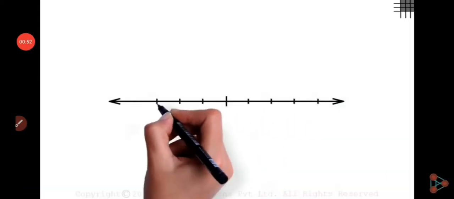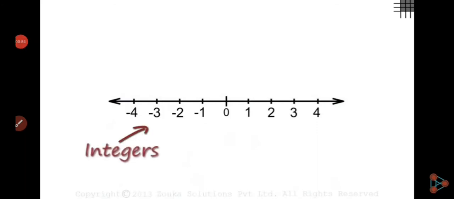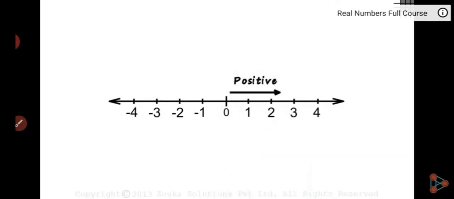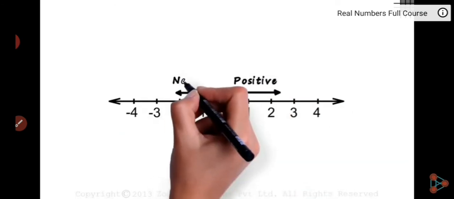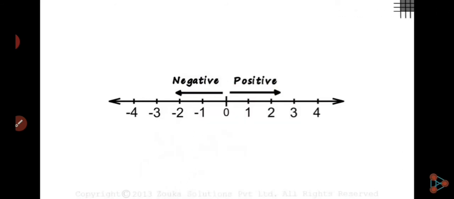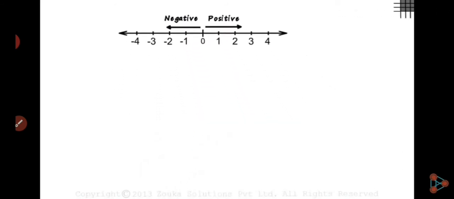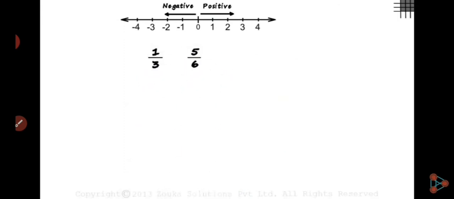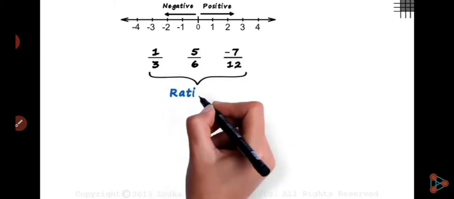Now let's see what a rational number is. The numbers we see here on the number line are called integers. On the right side of 0, we have positive integers, and on its left, we have negative integers. Integers we are familiar with, but what about numbers like 1 by 3, 5 by 6, or minus 7 by 12? Each of these is a number, but we don't use them as often as we use counting numbers. Such numbers are called rational numbers.